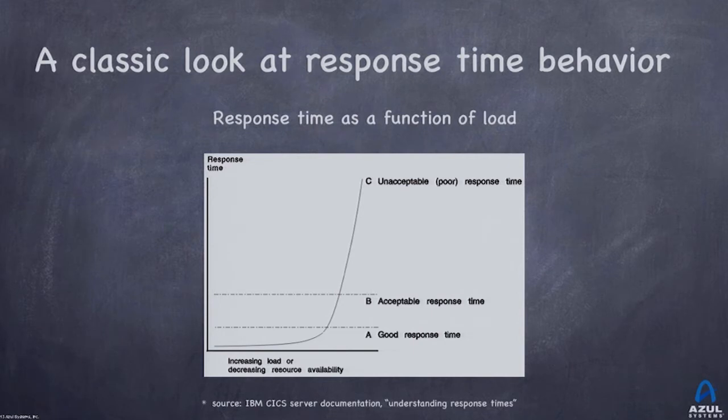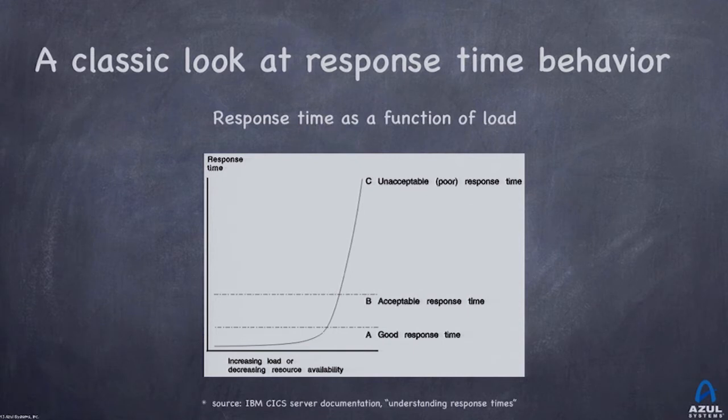But it's a classic view of how response time behaves under load. It starts off good, very good, and as you increase the load, it gets a little bit worse, and at some point it crosses from good to acceptable to not being acceptable. And we all have this intuition that as we increase the load and what we ask of a system, it's starting to creak and queue and wait and things like that. That is a good intuition in general.